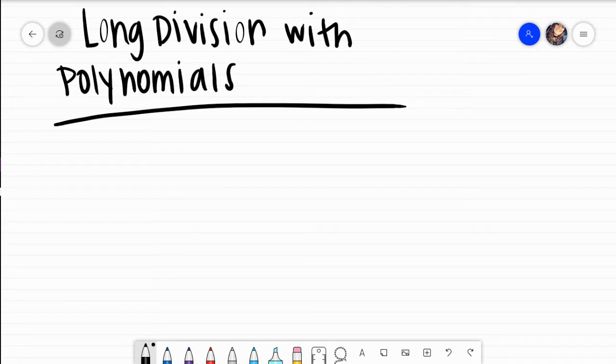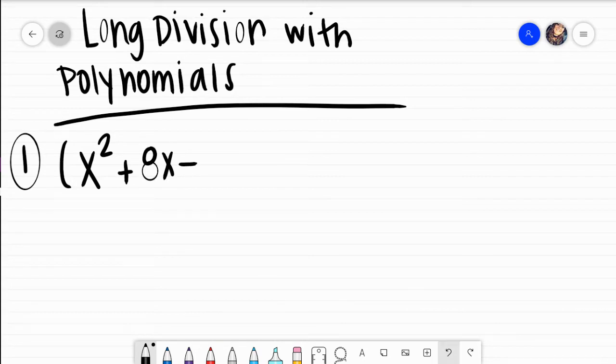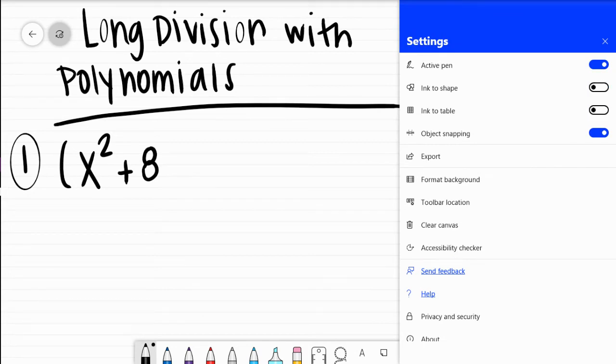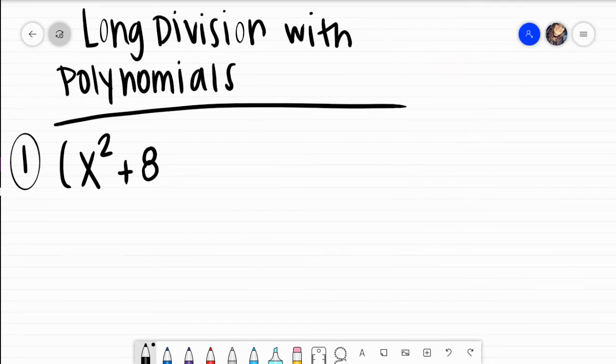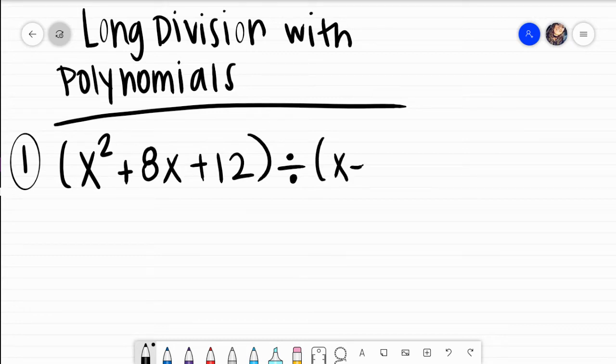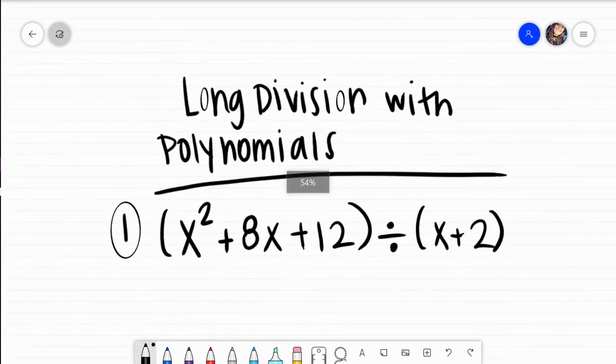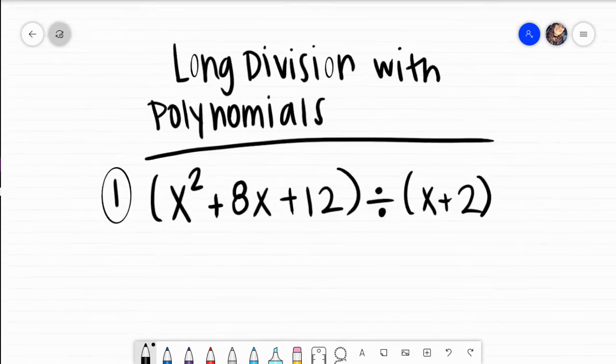Say we're given a problem and it tells me to do x squared plus 8x plus 12. We've got our division symbol because these problems can be written in two different ways. And then we're going to divide that by x plus 2. Okay, so I really wanted this to get smaller, but it's not going to. So I need to move up, y'all.